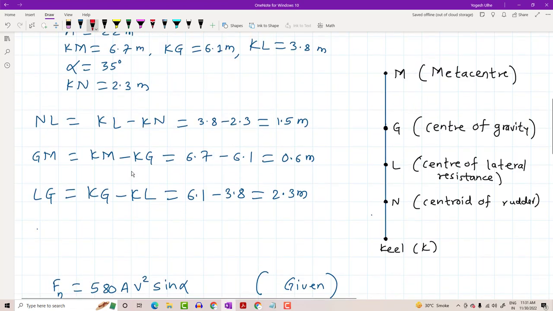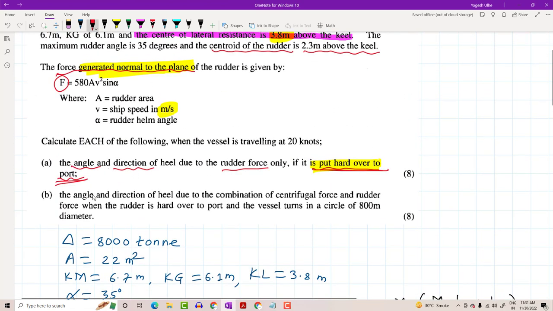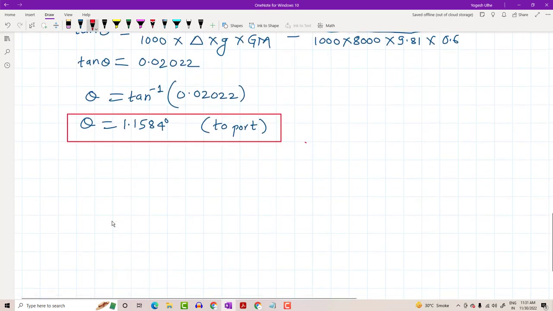Now the next point will be the B part. In that one, what are they asking? Angle and direction of heel due to combination of centrifugal force and rudder force. If the rudder is put hard over to port, and the vessel turns in a circle of 800 meter diameter, they have given us this. Try to see the wordings here. So our target in B part is what, guys? What are they asking us?